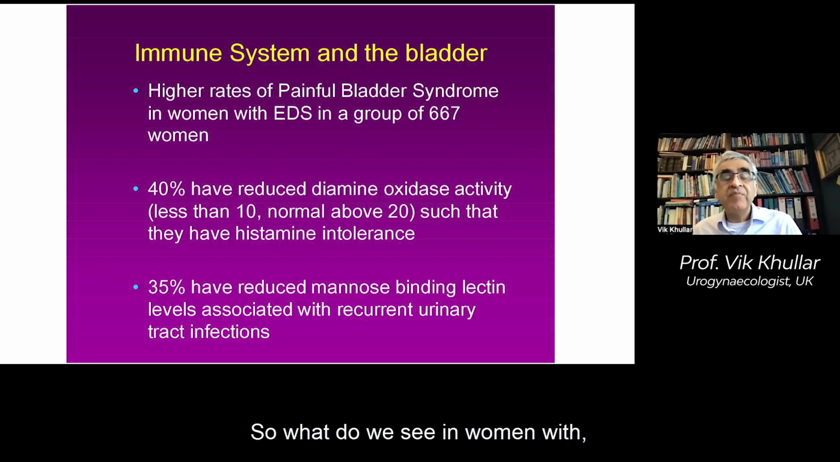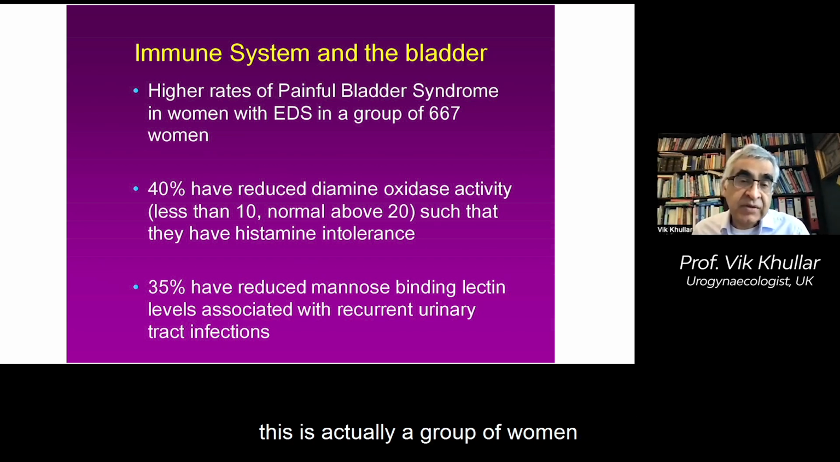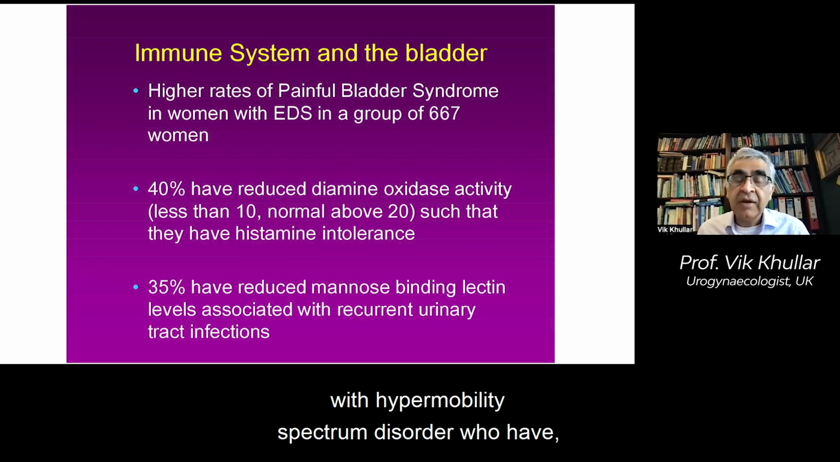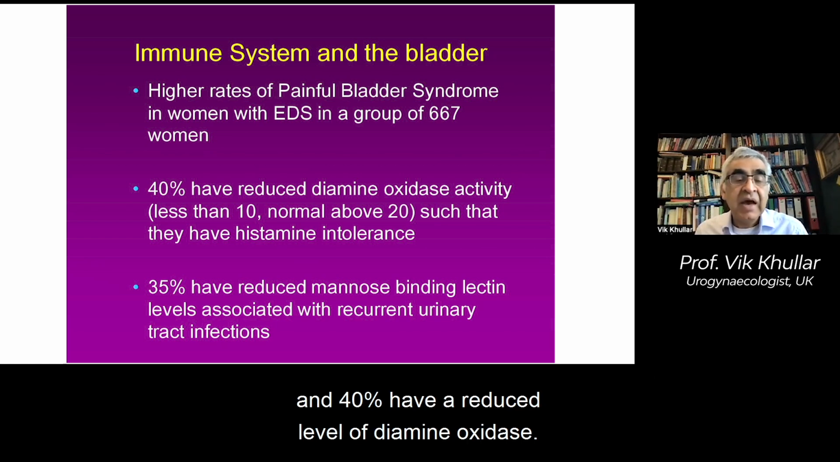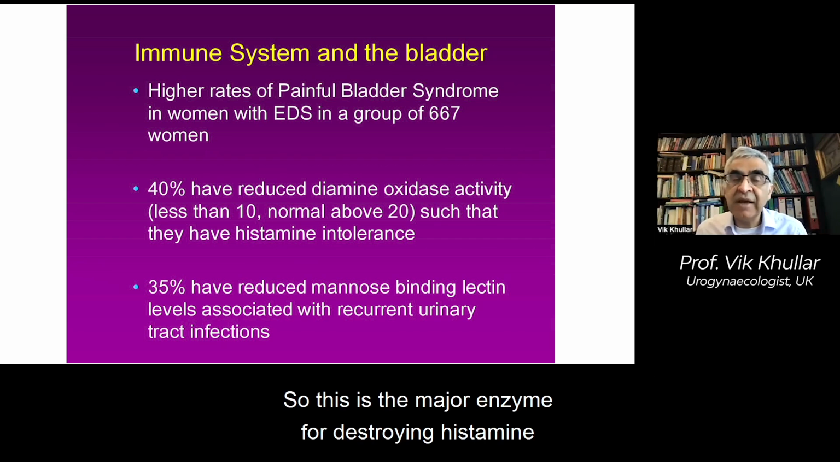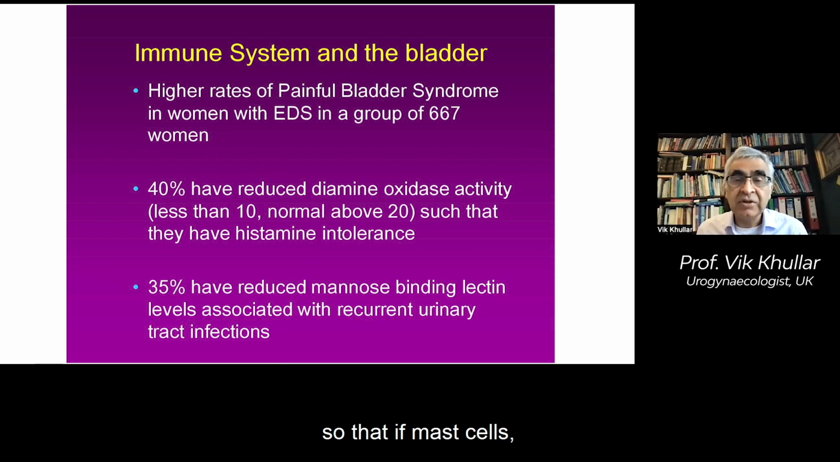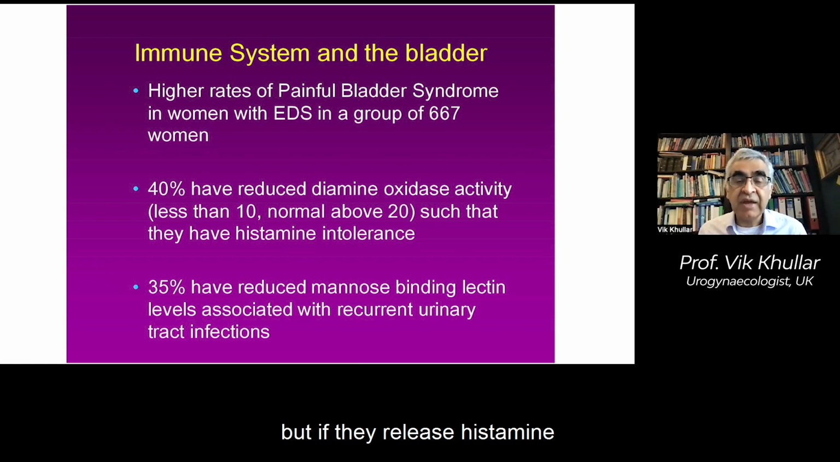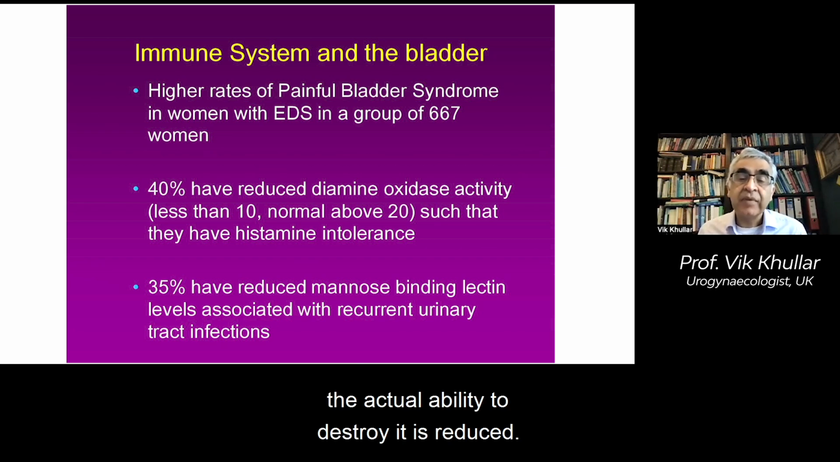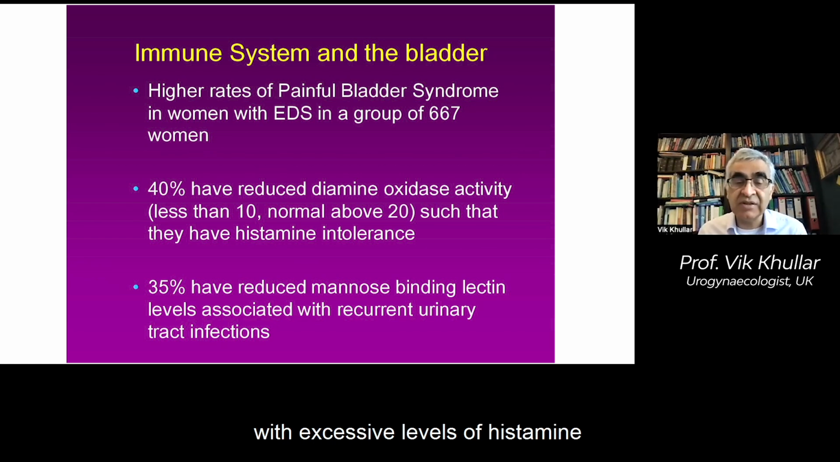So what do we see in women with, this is actually a group of women with hypermobility spectrum disorder, 667 women, and 40% have a reduced level of diamine oxidase. So this is the major enzyme for destroying histamine. So if mast cells release histamine, the person can have a normal level of mast cells, but the actual ability to destroy it is reduced. So therefore the person ends up with excessive levels of histamine and ends up with those skin rashes that we saw earlier on in the talk.